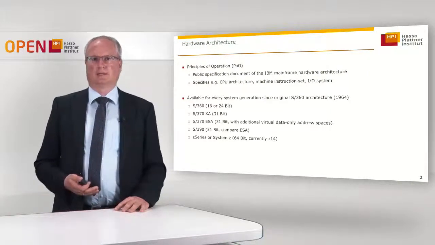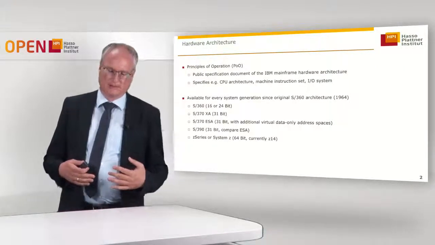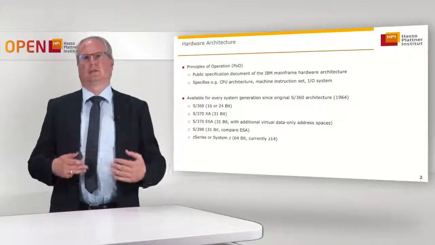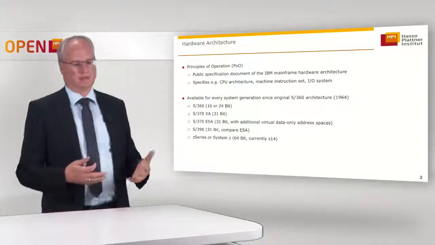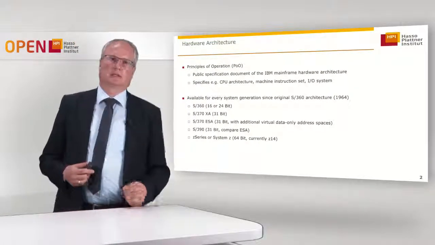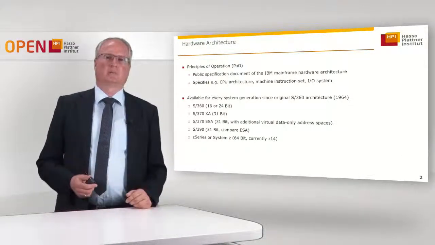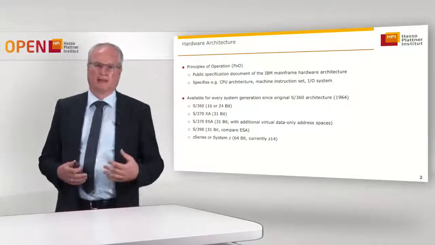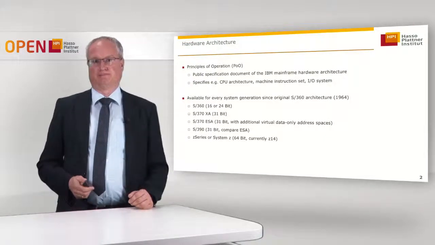This document has remained until today. There has been a new version of the Principles of Operation for every new generation of the mainframe CPU. And this document is public, so you can download and read it. In principle, it can be used to build a compatible system. This is sometimes used by emulation approaches as well. In the past it was also used by other IT companies that offered IBM-compatible mainframe systems.